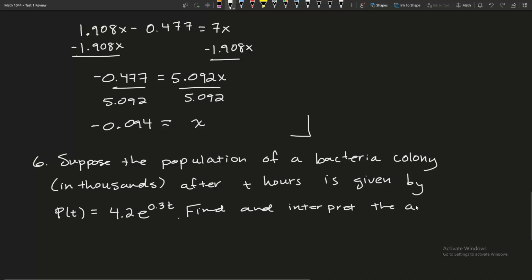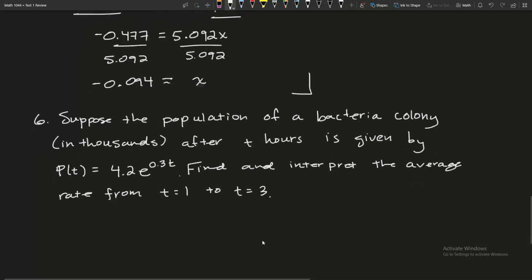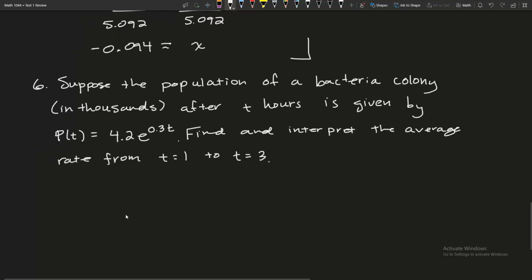So one thing to remember when we're doing the average rate of change, the units of it are going to be units of y per units of x. So when we're talking about this problem, the unit should be the bacterial growth in thousands of bacteria per hour. That's going to be the interpretation over this time interval. So say 1 to 3 hours.